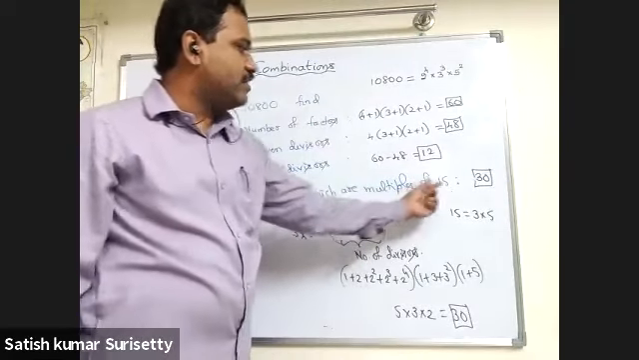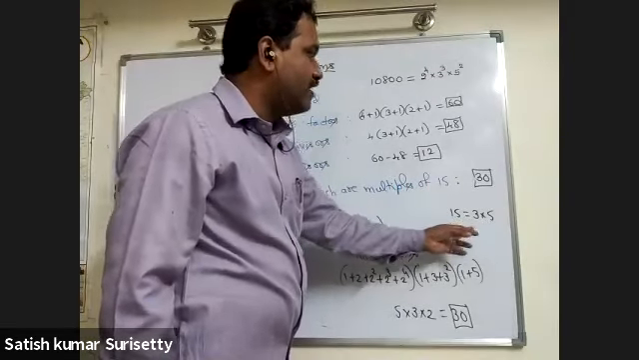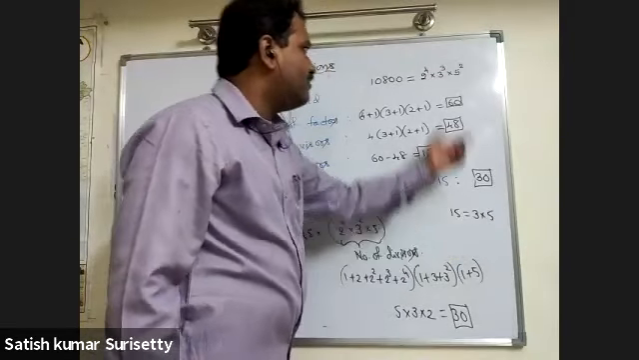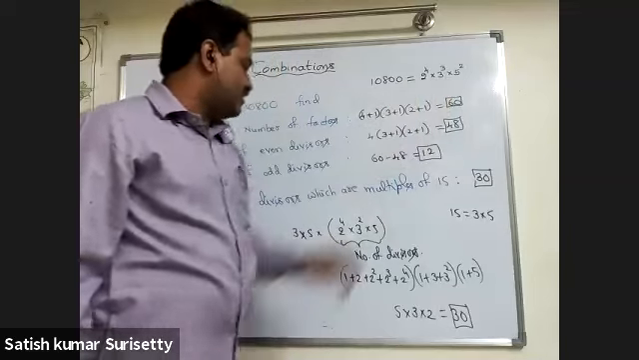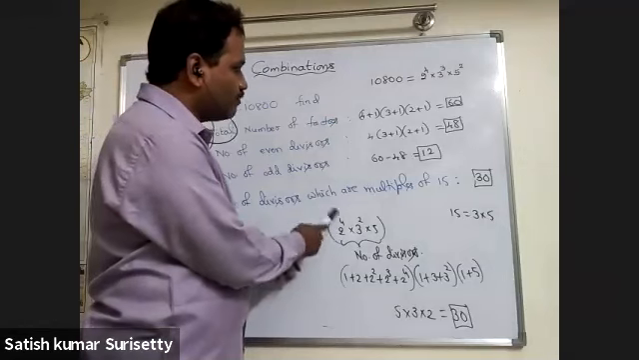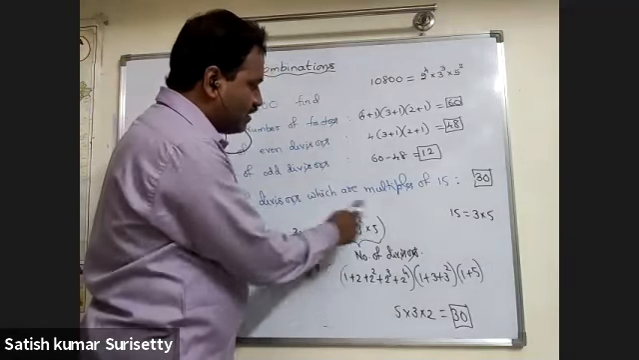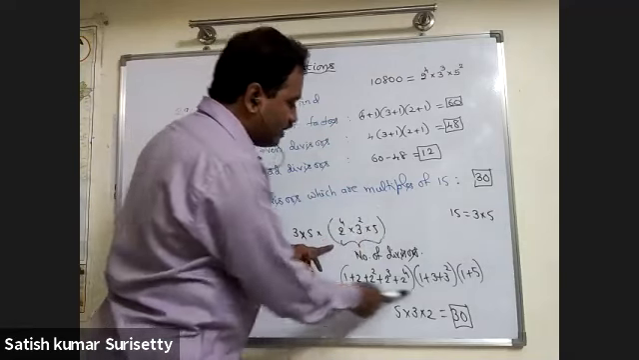Next, number of divisors which are multiples of 15. That means when I want 15 as a multiple, 15 can be written as 3 into 5. So you take out one 3 and one 5 in this prime factorization. When I take one 3 and one 5, the remaining will be 2 to the power of 4, 3 square into 5.